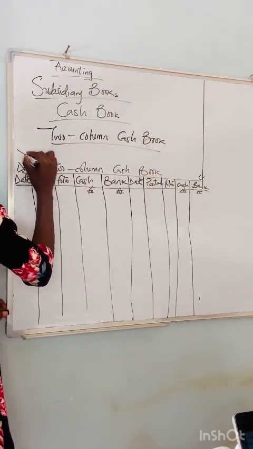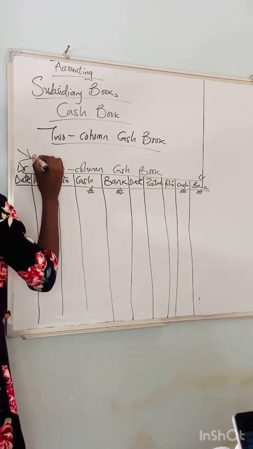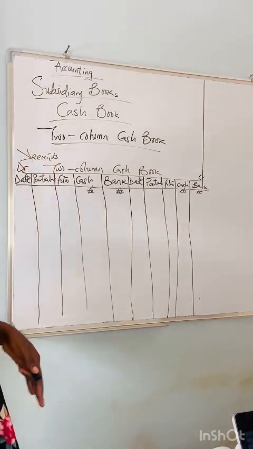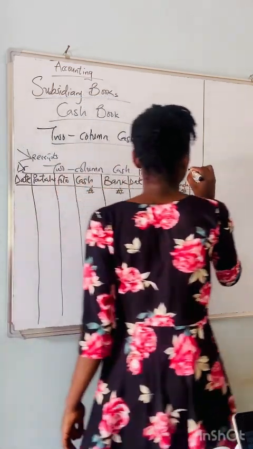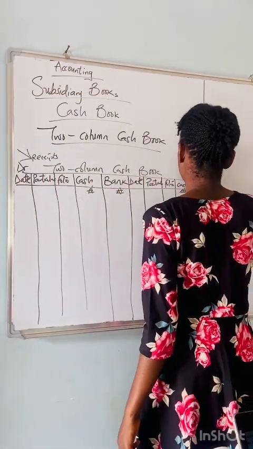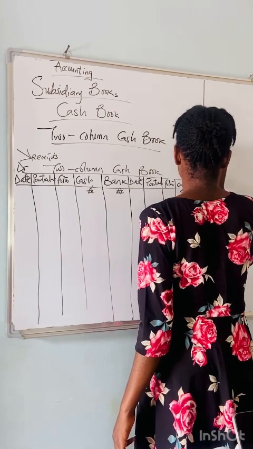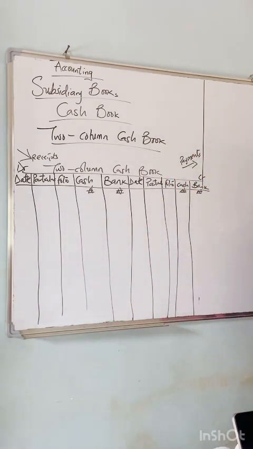Our debit side still records all money coming in, our receipts. This is our guideline: all the money coming into the business is debited and all the money going out is credited, all the payments. All the money going out is credited, money coming in is debited.